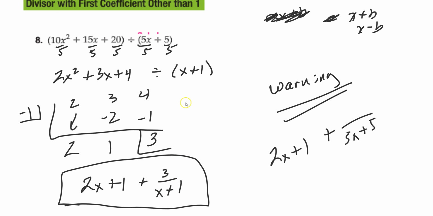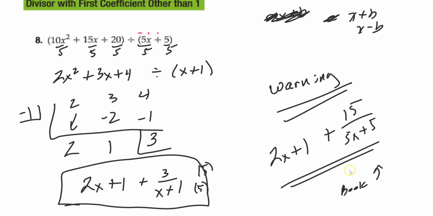Well, what they did was, you know how we divided by 5? They went back to the original, so it's being multiplied by 5. Which means you also got to multiply your remainder by 5, because you got to make an equivalent fraction. So it'll be a 15. So in the book, you probably see this as the answer. Again, it's the exact same thing.